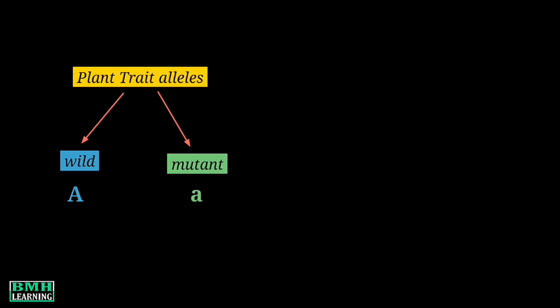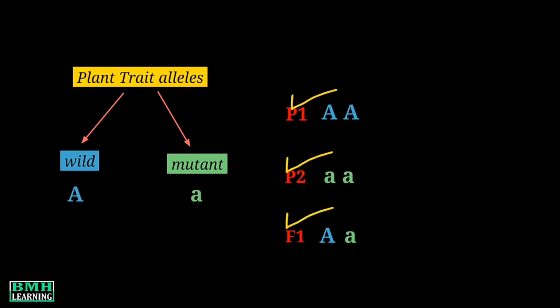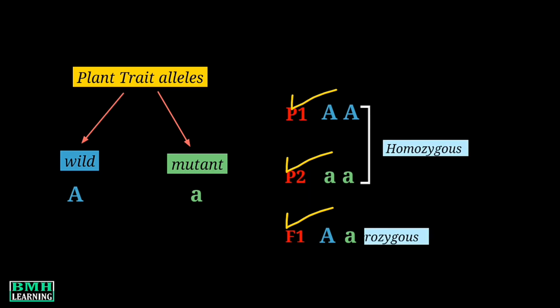Let's suppose you are working on a plant trait with two alleles. One is wild type, that is capital A, and another one is mutation form, that is small a. So there are three possible genotypes: capital A capital A, small a small a, and capital A small a. The first two are homozygous, and the third is heterozygous type of individual. Let's do PCR for the specific locus we are talking about using both codominant and dominant markers separately.